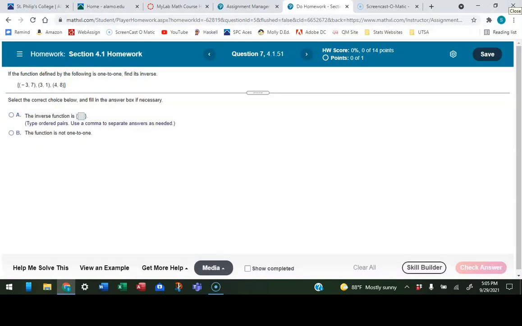All right, so I want a function defined by the following that is one-to-one. I'm told it's one-to-one, so now I want to find its inverse.